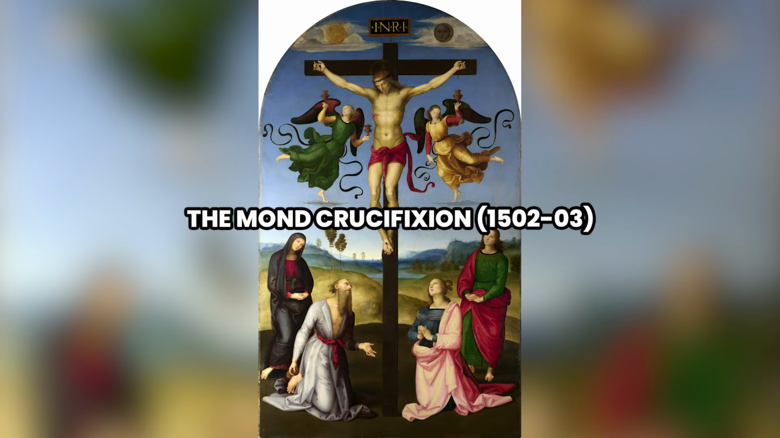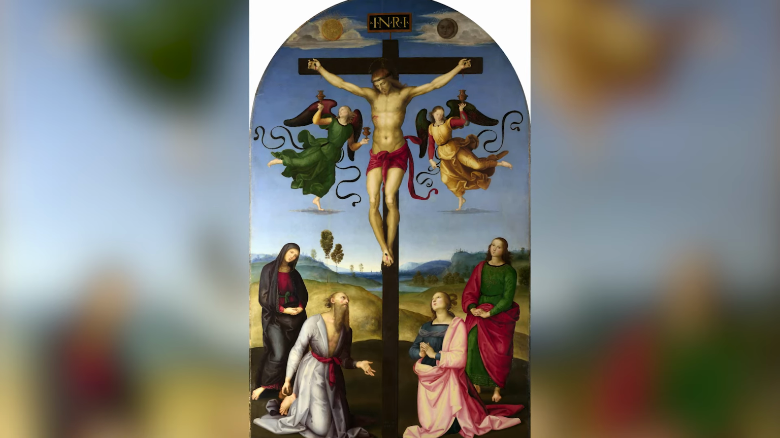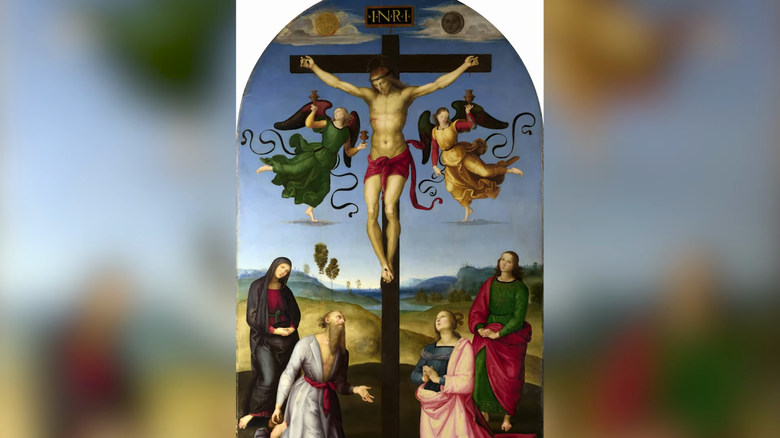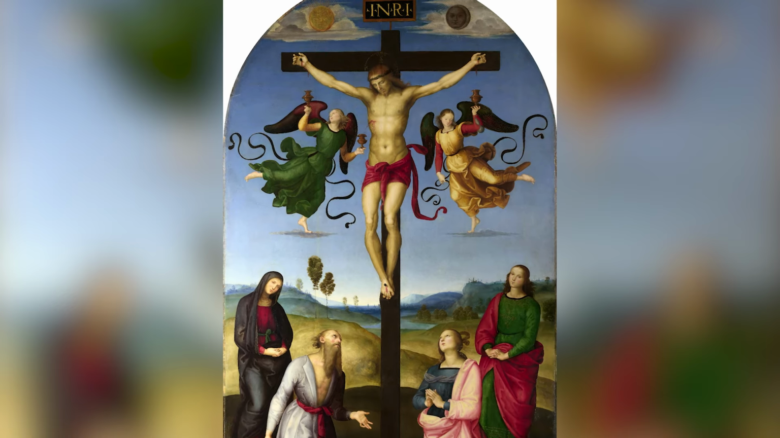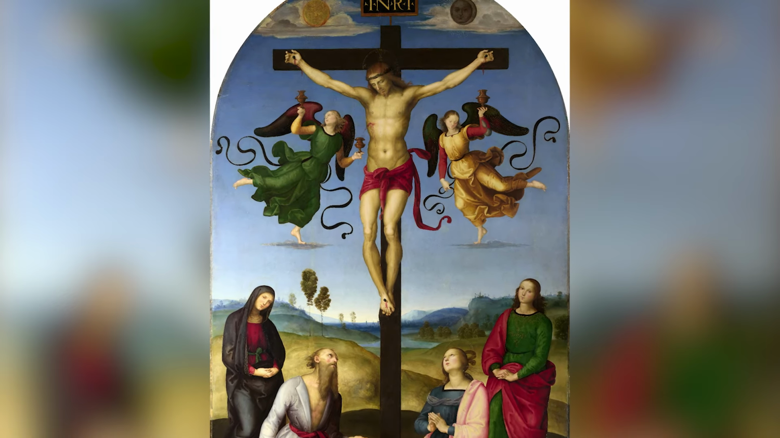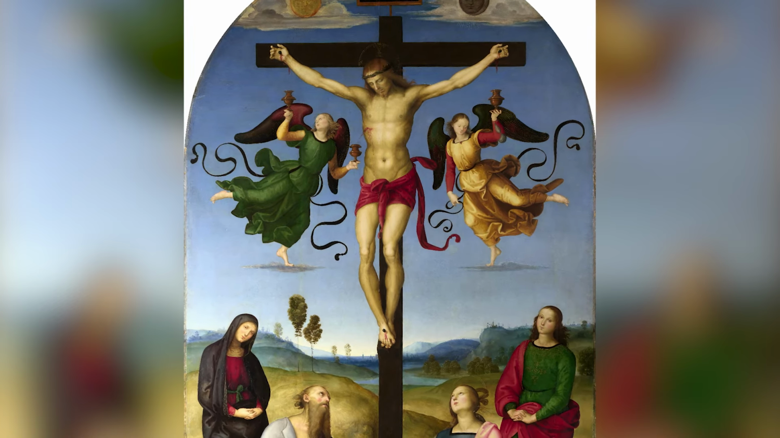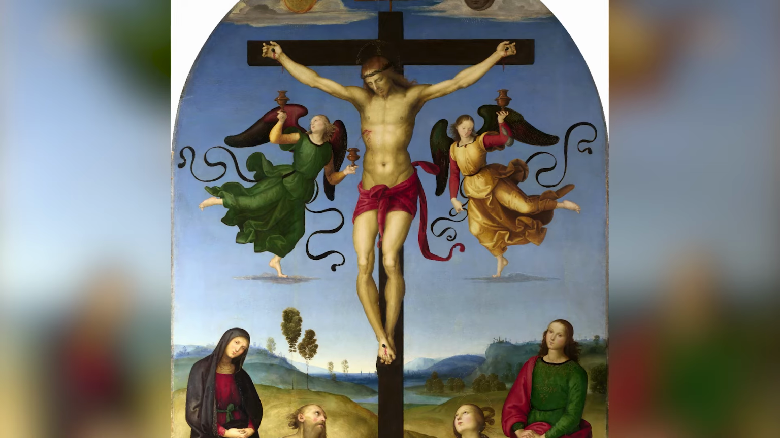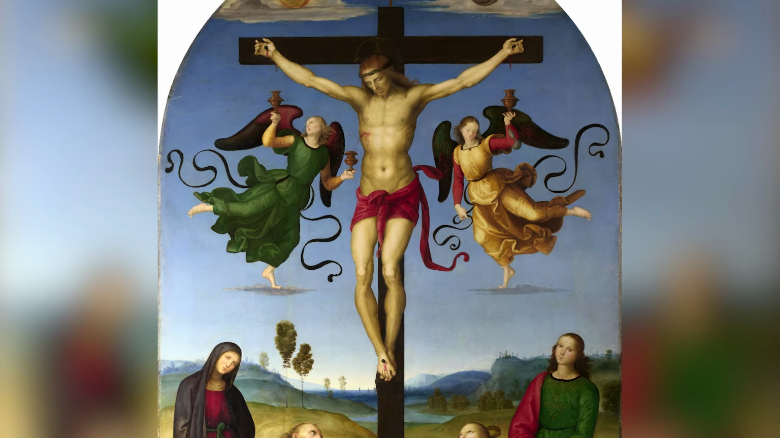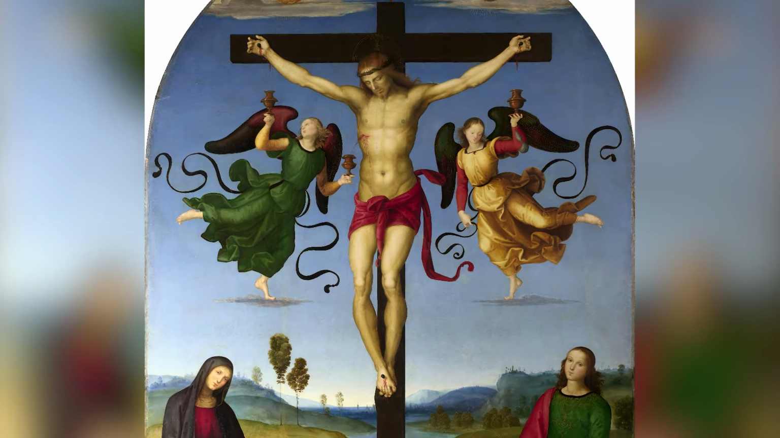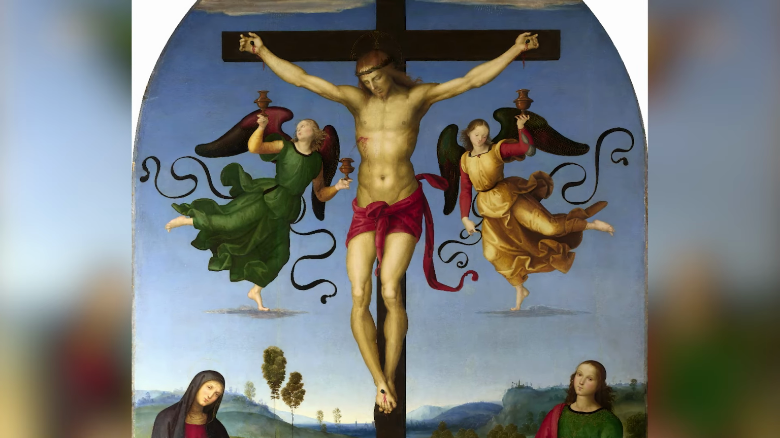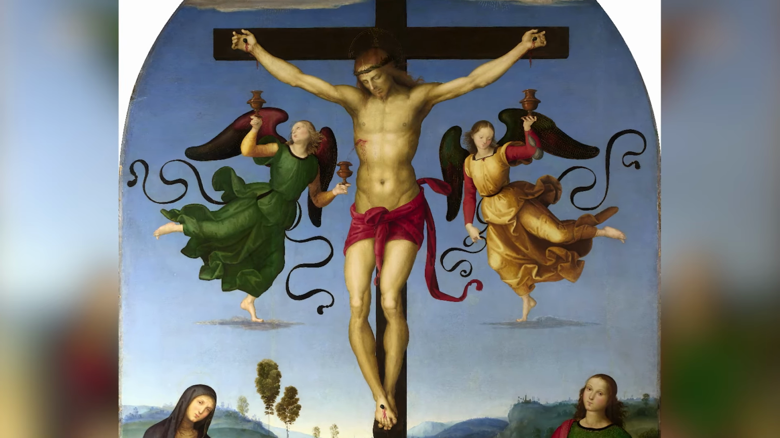Number 17. The Mond Crucifixion, from the year 1502 to the year 1503. In the early years of the 16th century, Raphael Sanzio was developing a style rooted in the Quattrocento tradition, but with a freshness and sensitivity that foreshadowed the High Renaissance. The Mond Crucifixion, commissioned by a devout family in Urbino, is a testament to this transition, where Perugino's influence is manifest in the serene symmetry and delicacy of the figures.